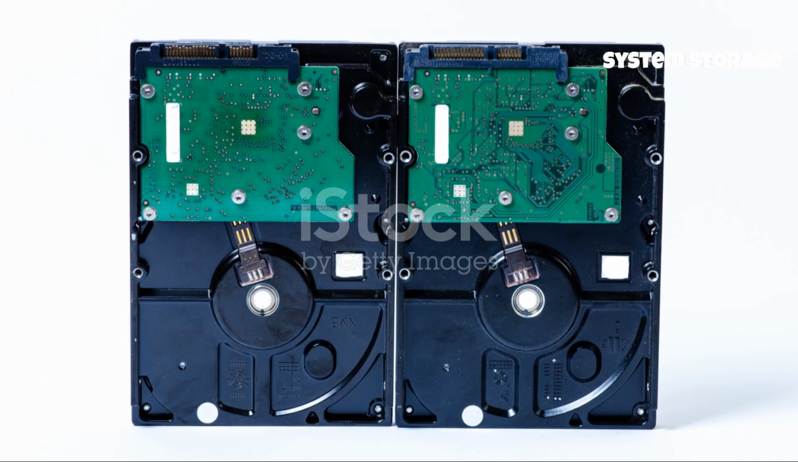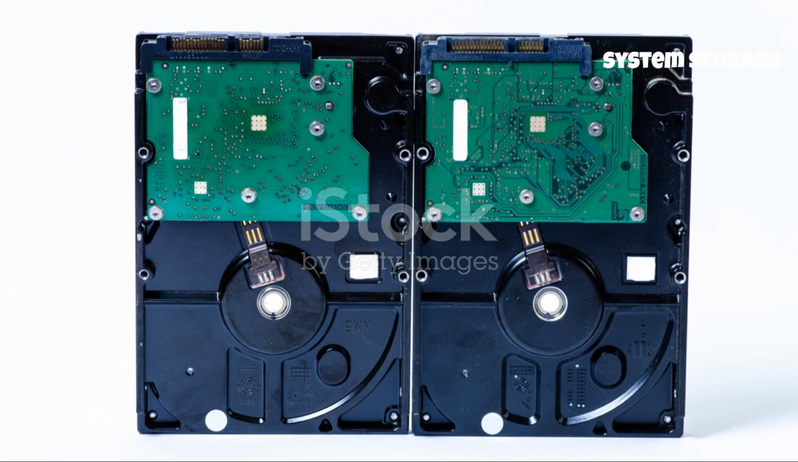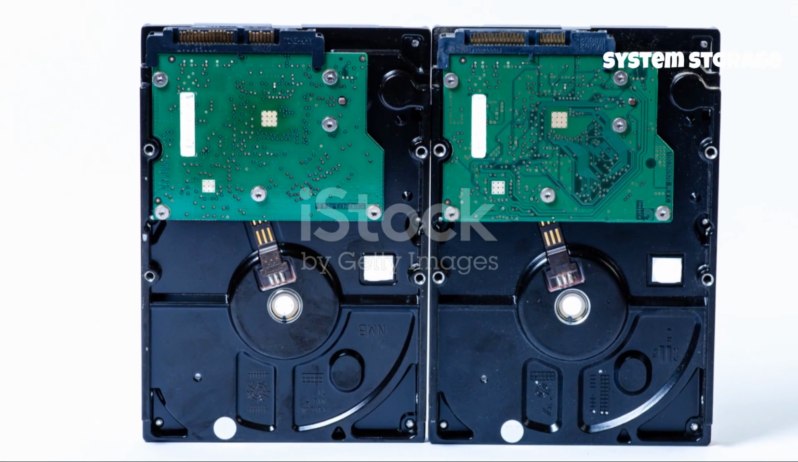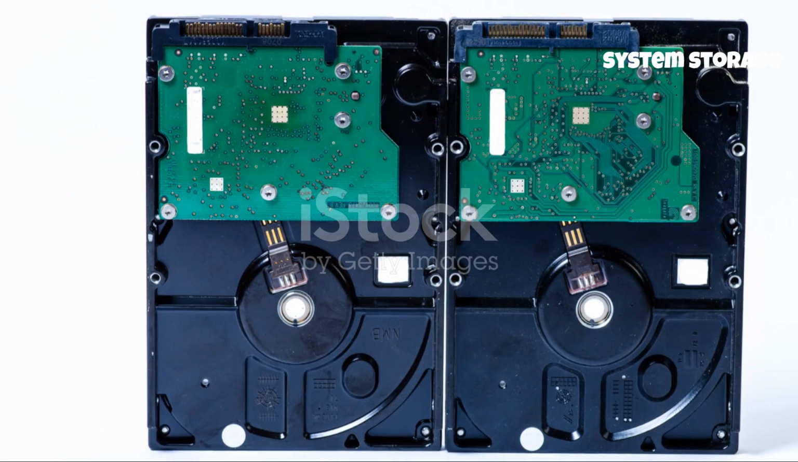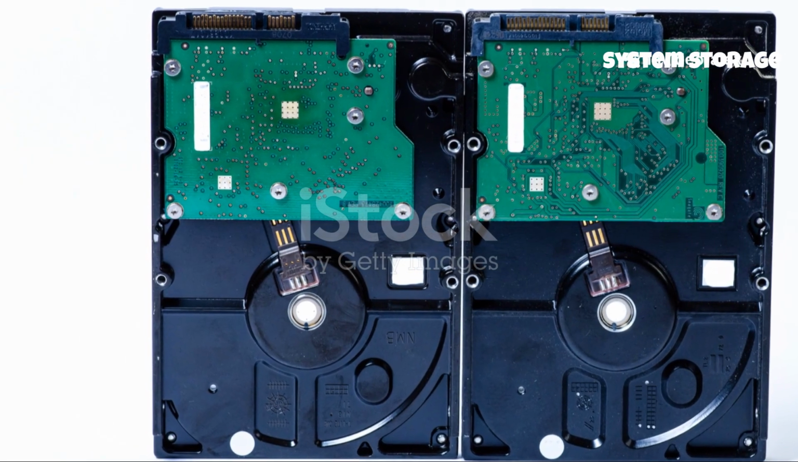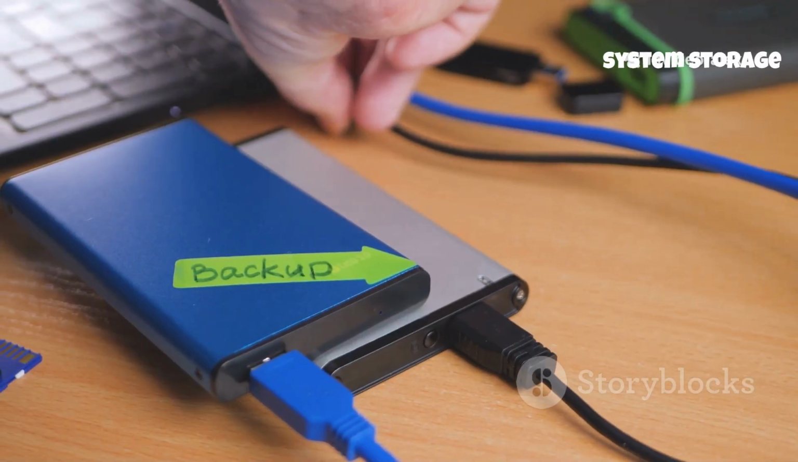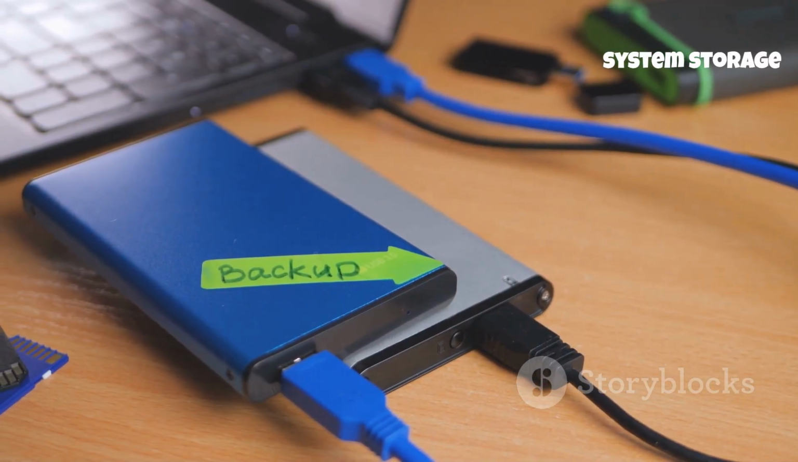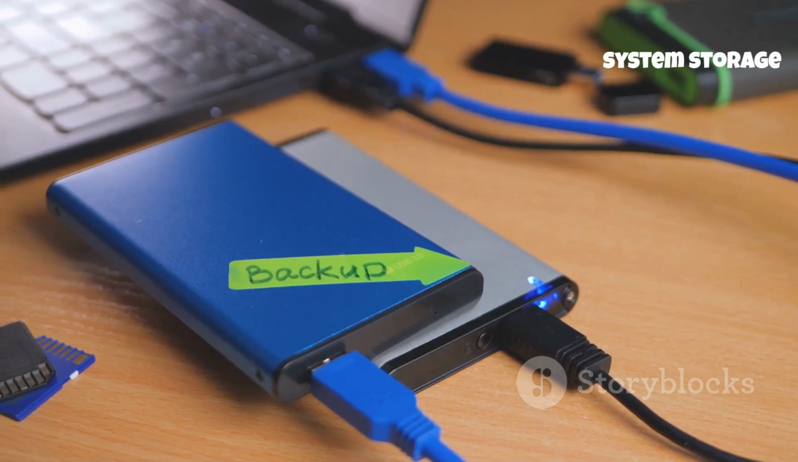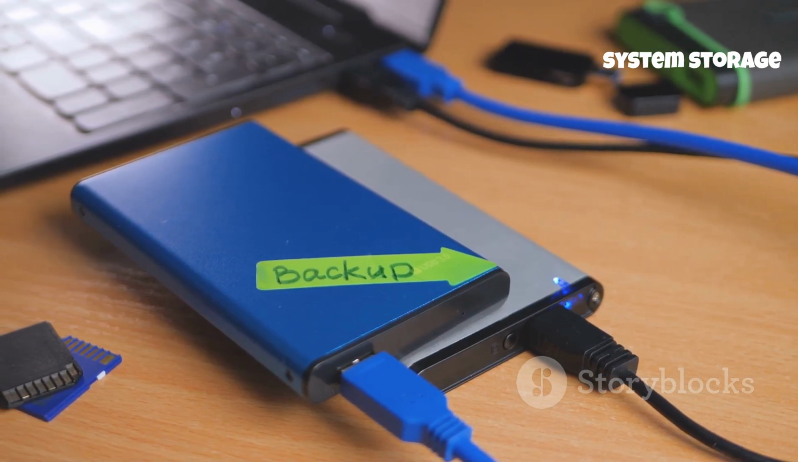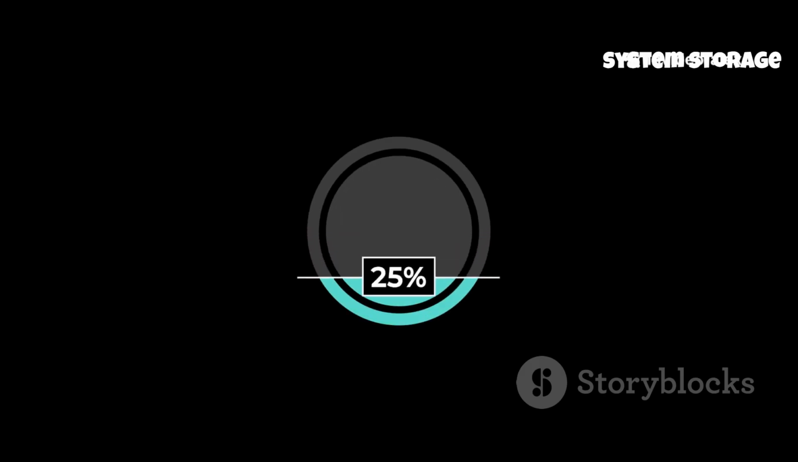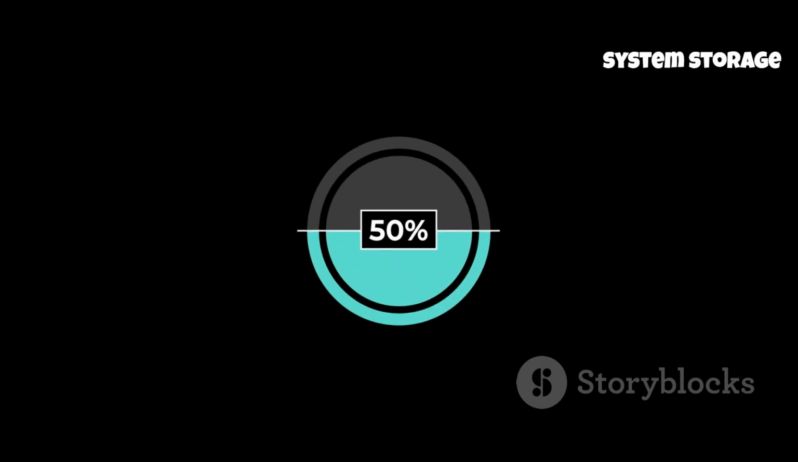RAID 1, or mirroring, takes a different approach. It duplicates your data onto 2 drives, creating an exact copy. This setup is perfect for anyone who values data safety above all else. If one drive fails, your data is still safe and accessible on the other. It's peace of mind for your most important files, though you'll only have half the total storage capacity. That's the trade-off. Mirroring sacrifices storage space for security. It's a smart choice for personal documents, family photos, or business records you can't afford to lose.